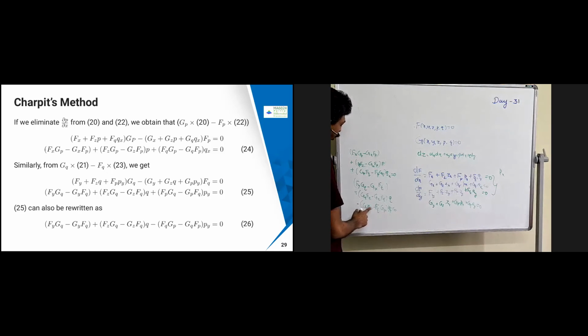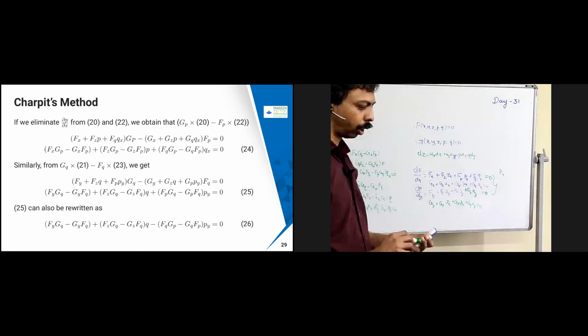So GQ, I'm just going to put this one minus and this one plus. Okay, so in that case both will be same. So FQ GP and GP minus FQ is correct.